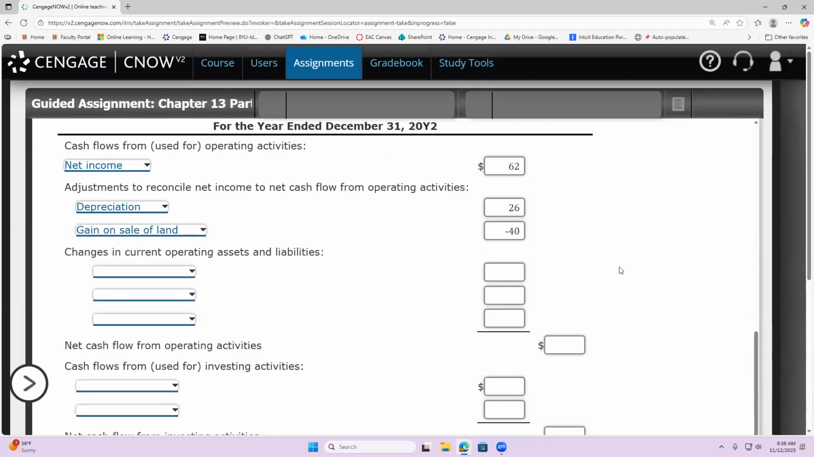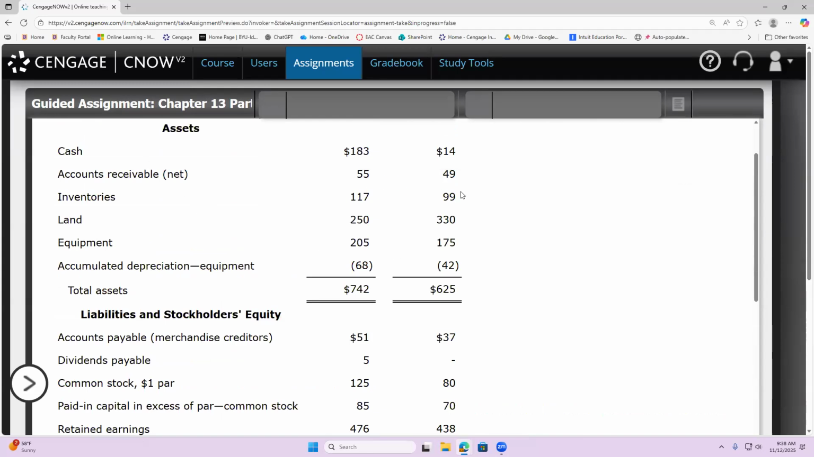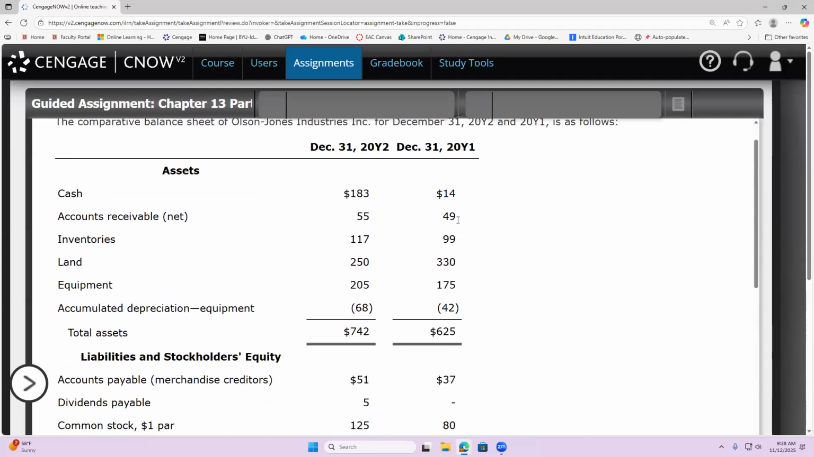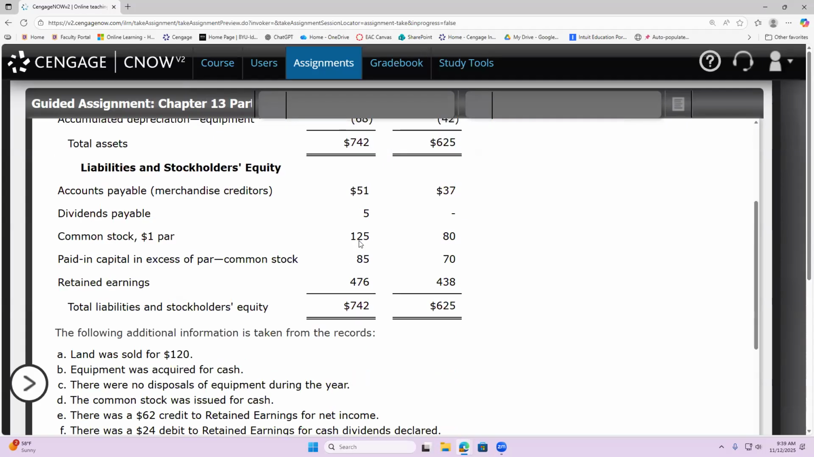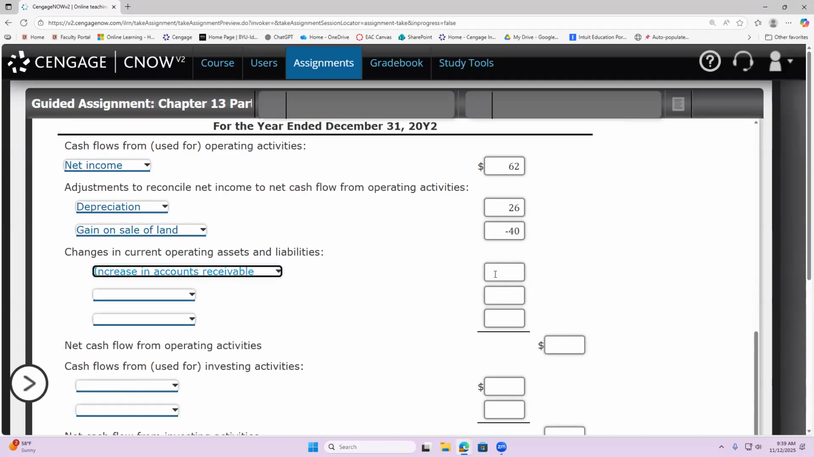So now we're going to look at changes in current operating assets and liabilities. Accounts receivable was 49. Now it's 55. So that means it went up by 6, right? When we do these adjustments, changes to assets, we adjust in the opposite direction. So if accounts receivable went up by 6, then we're going to come down here and say there was an increase in accounts receivable, and we're going to deduct it.